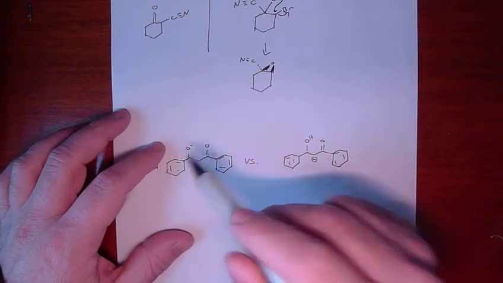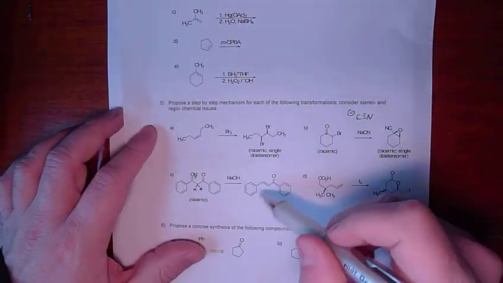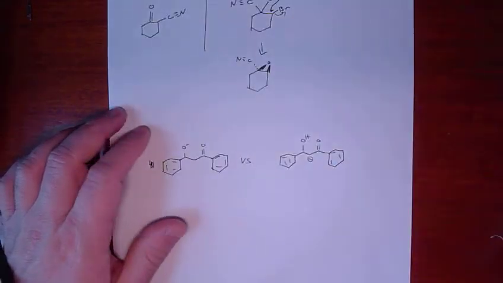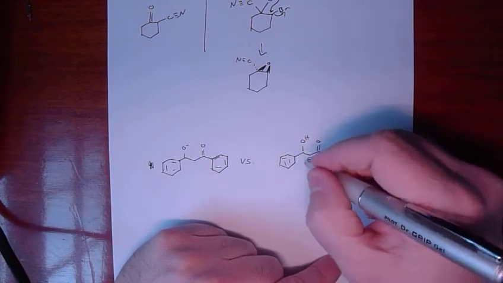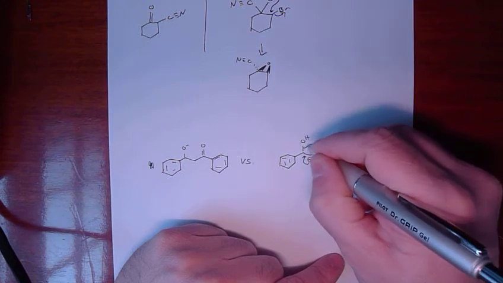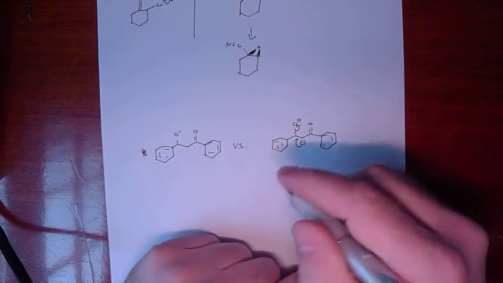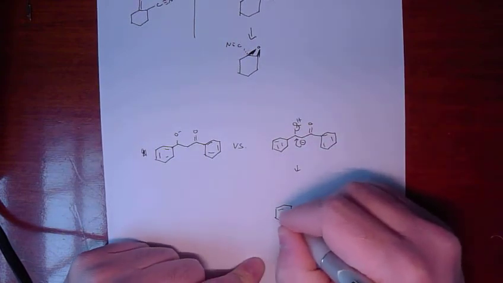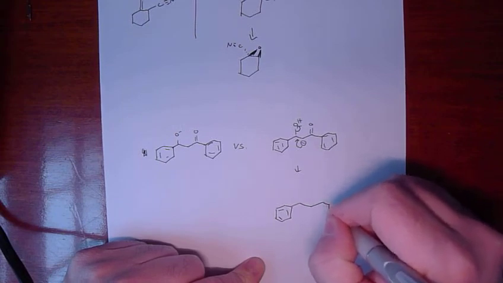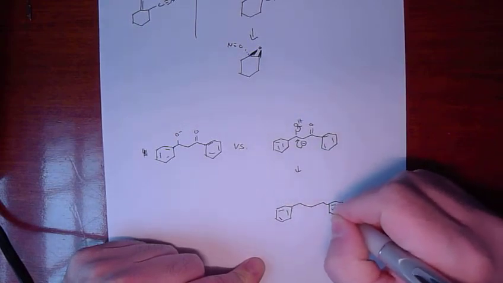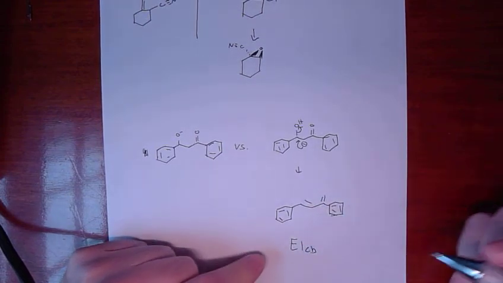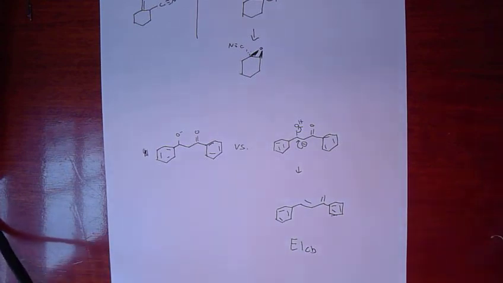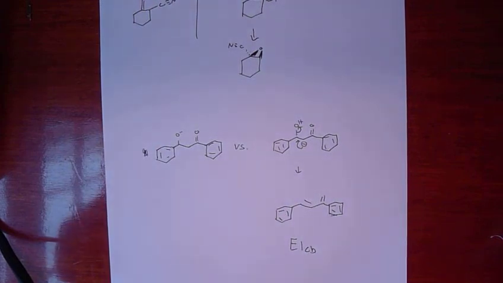From here, it's very difficult to rationalize how you would get to this product. But from here, from generating a formal negative charge there, it's actually pretty easy to rationalize how you would do this. And this is probably one of the best examples of an E1CB reaction in action. And then the other two, A and D from question 5, we'll cover before exam number 1 or exam number 2.